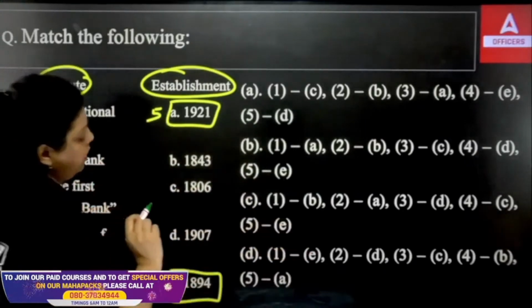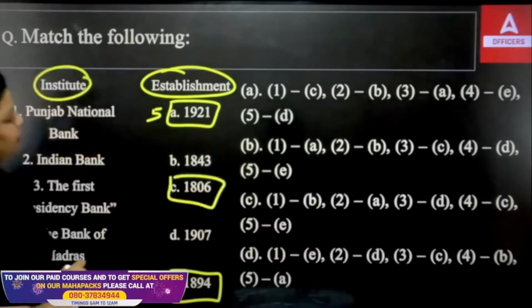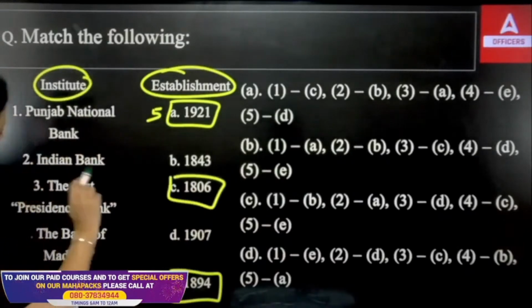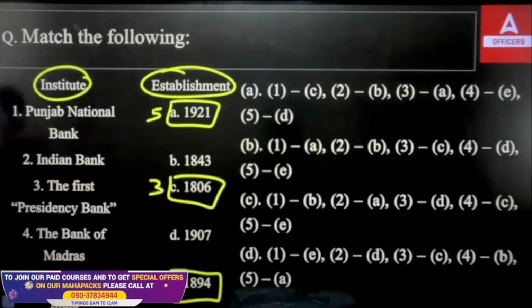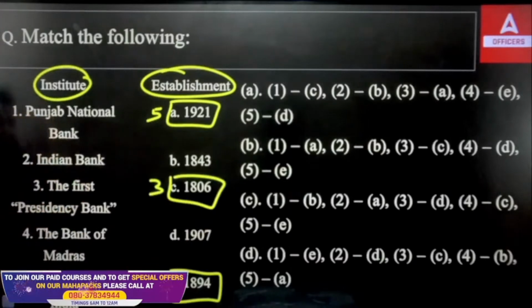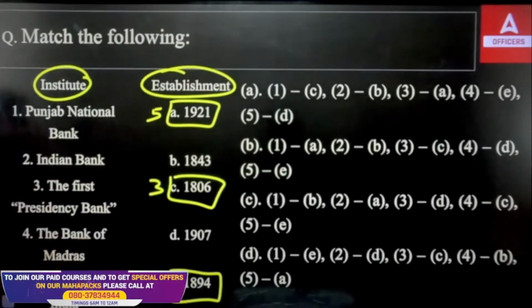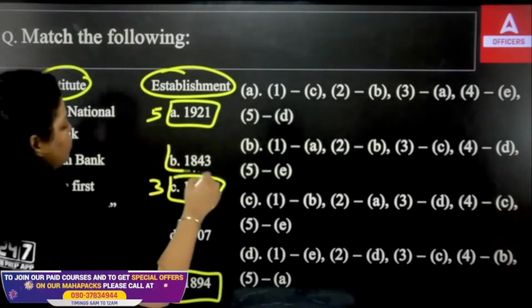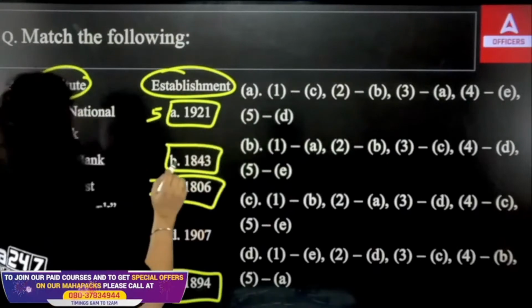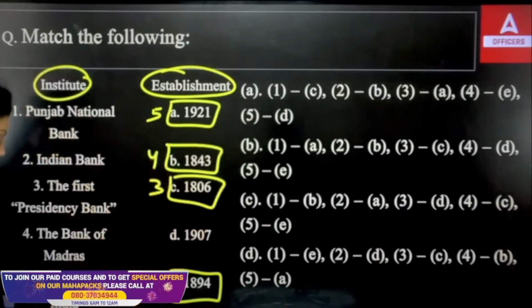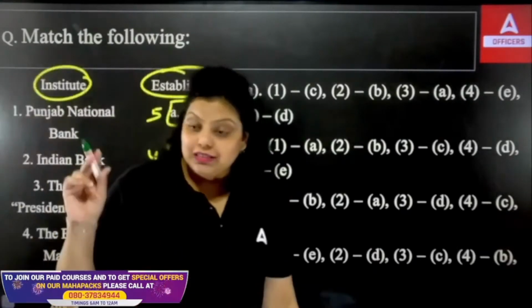That was Bank of Bengal. It was actually established in 1806, Bank of Calcutta. So this is third. Now, I do not know the establishment of Indian Bank, but I know the establishment of Bank of Madras. It was established in 1843. That's the fourth.